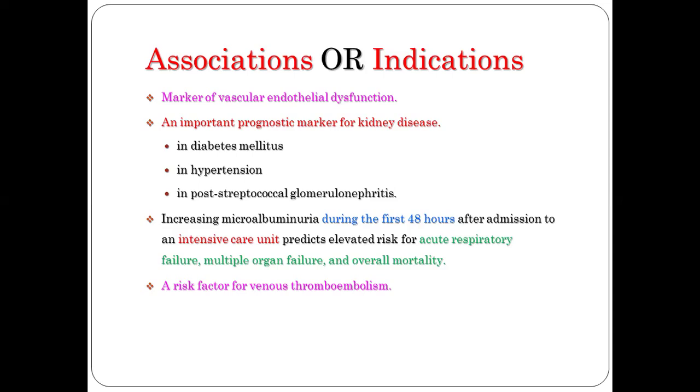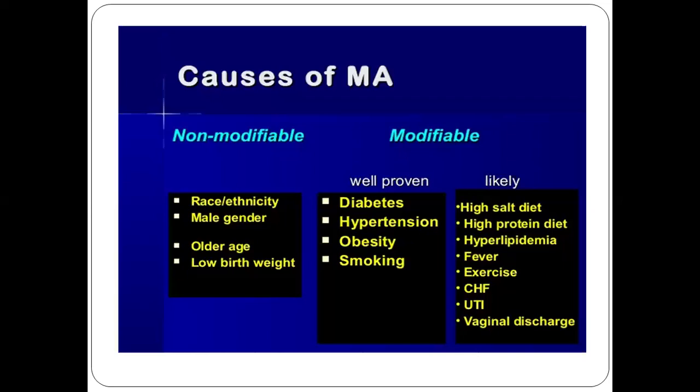A risk factor for venous thromboembolism. So that is also a risk factor for venous thromboembolism. So what are the causes of macroalbuminuria? There are modifiable and non-modifiable causes.